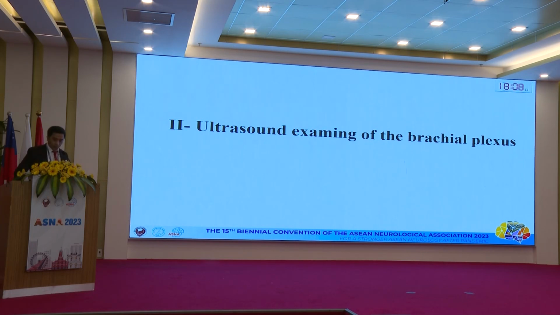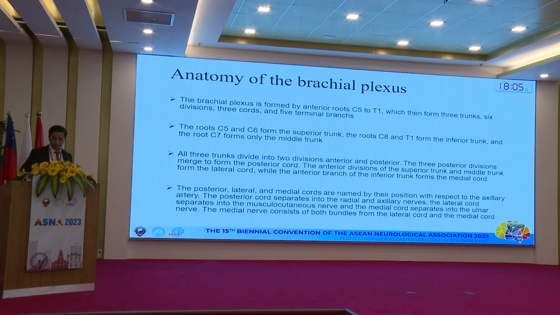Now we come to the ultrasound examination of the brachial plexus anatomy. It is very difficult to understand and remember the plexus. Now we can just remember the C7, which is in the middle, and above it you have C5 and C6 to become the superior trunk, and below it C8 and T1 in the lower trunk. As well, you just remember the C7, and the three trunks divide into divisions, anterior and posterior. The three posterior divisions merge to form the posterior cord, right? And we have the anterior divisions.